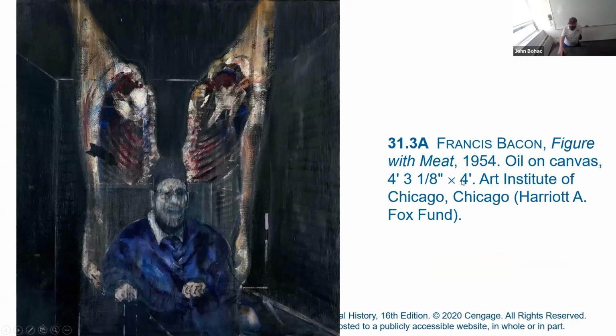And so here's another Francis Bacon. Here you go, Figure with Meat, 1954. Somebody is sitting in what appears to be something of a throne. Could be clergy. It kind of looks like a lot of those portraits of clergy that we've seen through the centuries of Caravaggio and Velázquez and so on and so on. And the sides of beef.